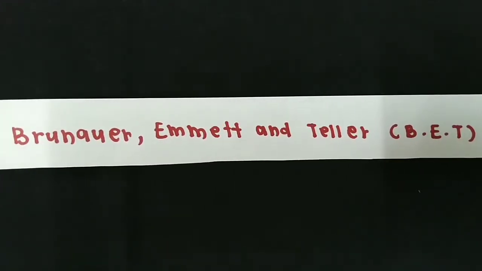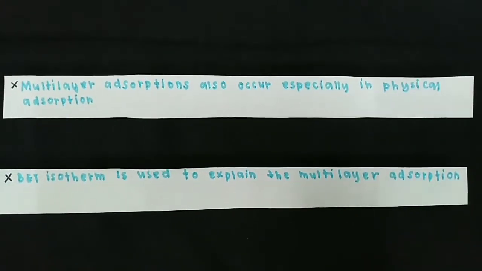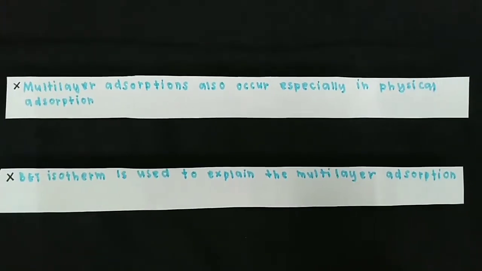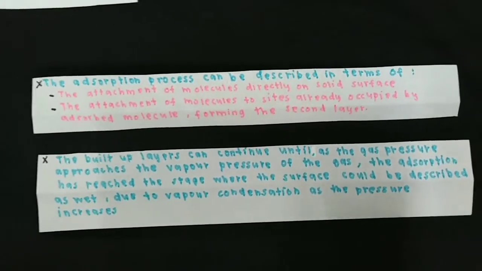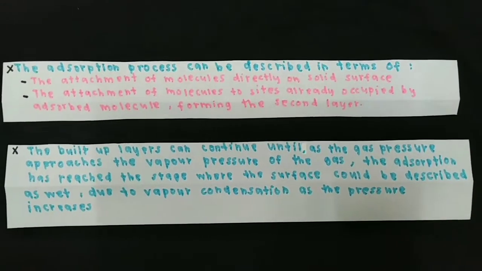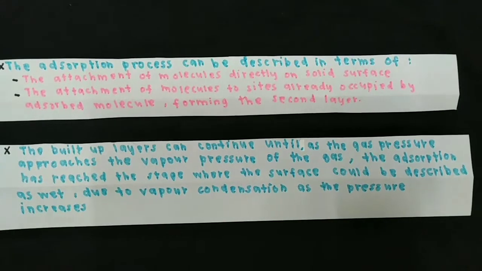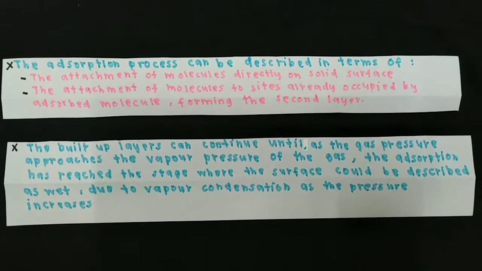Brunauer, Emmett and Teller isotherm, BET. Multilayer adsorption also occurs, especially in physical adsorption. BET isotherm is used to explain the multilayer adsorption. The adsorption process can be described in terms of the attachment of molecules directly on the solid surface, and the attachment of molecules to sites already occupied by adsorbed molecules, forming the second layer.